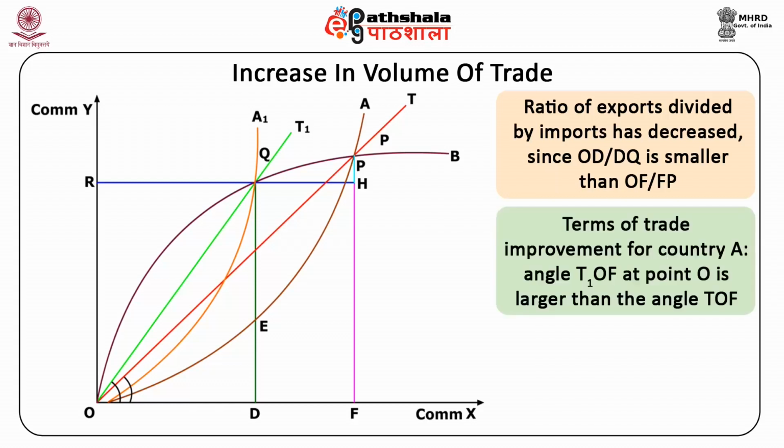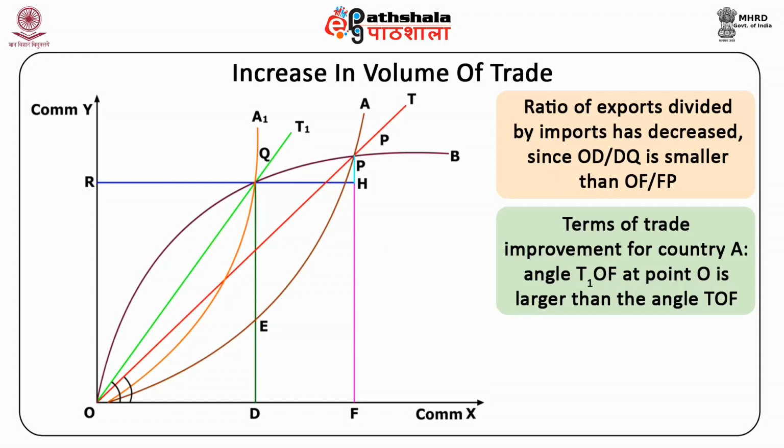The terms of trade improvement for the tariff-imposing nation is also seen by the fact that the angle T1OF at point O is larger than the angle TOF at the same point. This finally indicates that the post-tariff terms of trade for Nation 1 has improved as compared to the free trade situation.